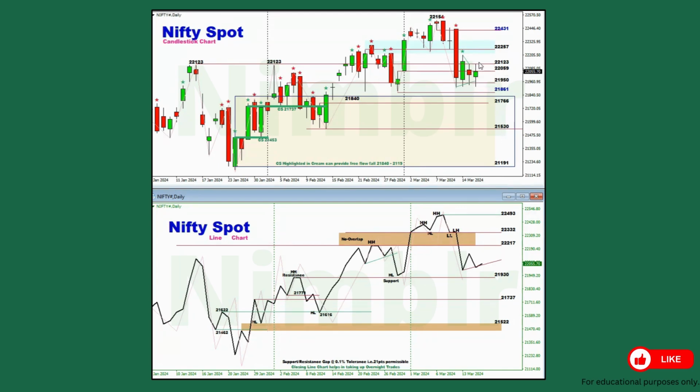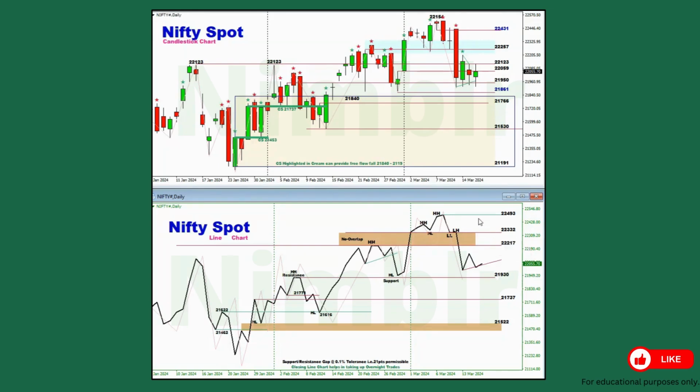In the case if it goes above 22,123, our next level resistance is 21,257. On the line chart, if it goes above this 22,217, there is a resistance at 22,232.